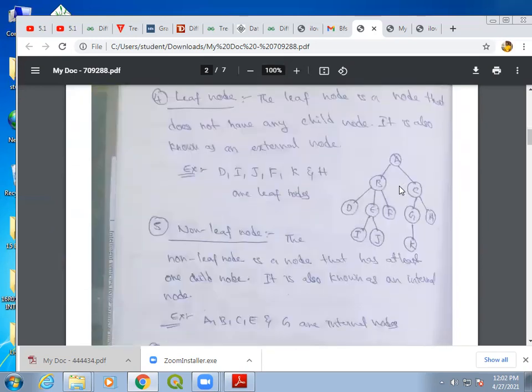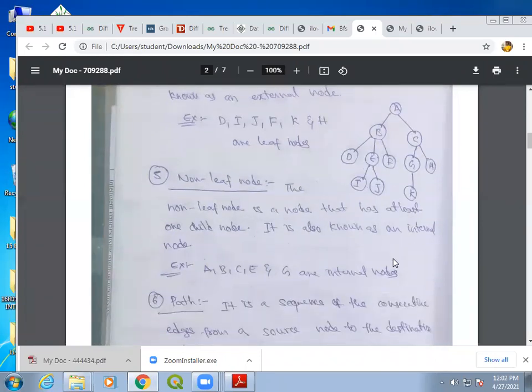What is a leaf node? A leaf node is a node that does not have any child nodes. For example, here D does not have any child nodes. D, I, J, F, K, H are all leaf nodes because these nodes do not have any child nodes.